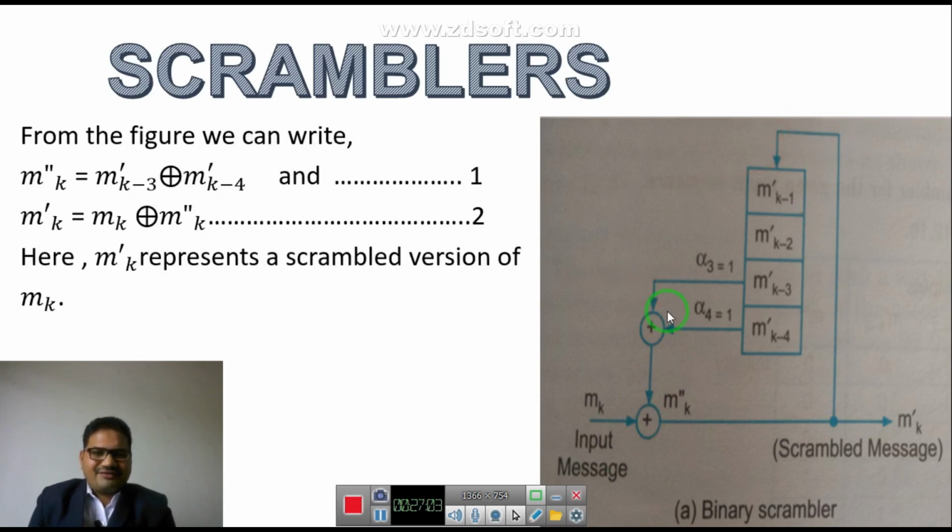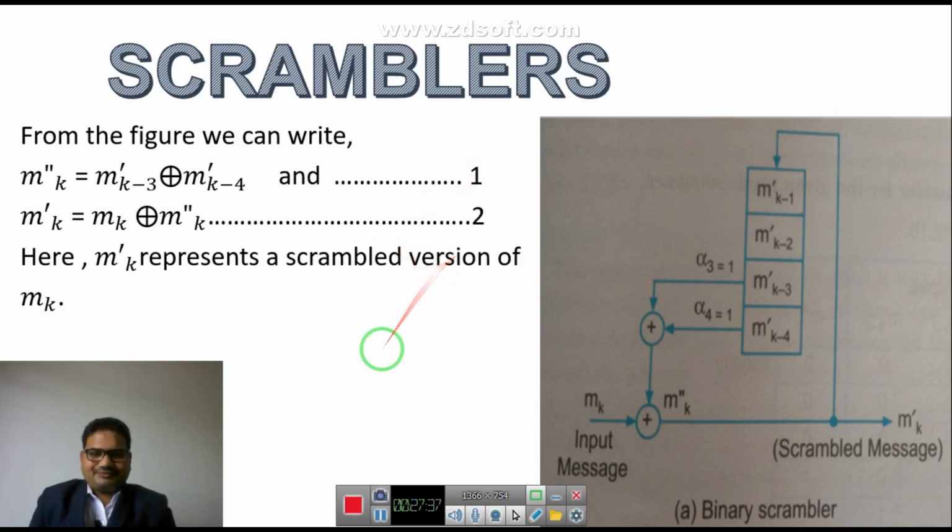Now from this figure we can write the equation that M double dash of K, which means the output of this first modulo 2 adder, is M dash of K minus 3 modulo 2 added with M dash of K minus 4. So you can write this equation as equation number 1. I expect all the students to please write this equation in order to understand your scrambler and unscrambler.